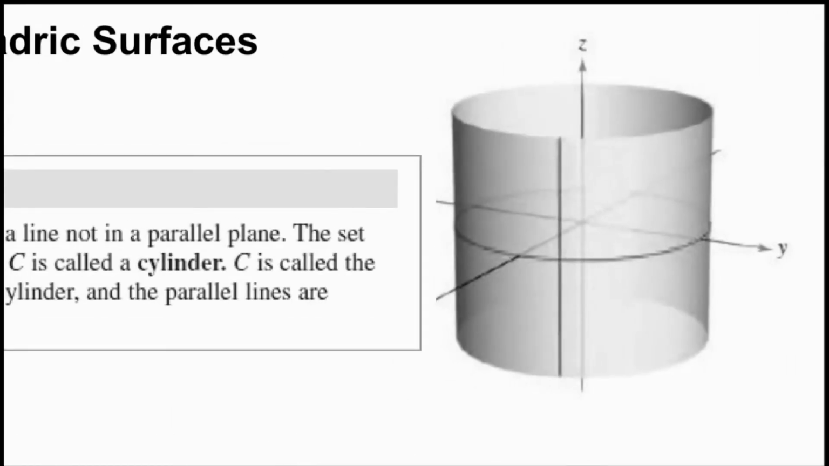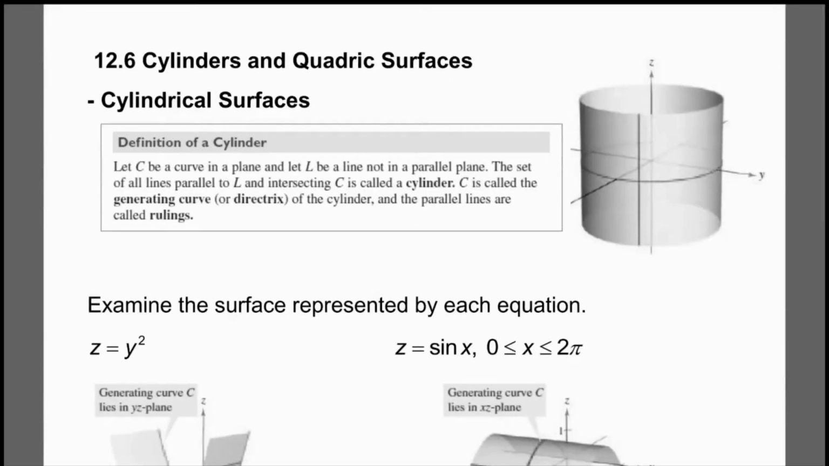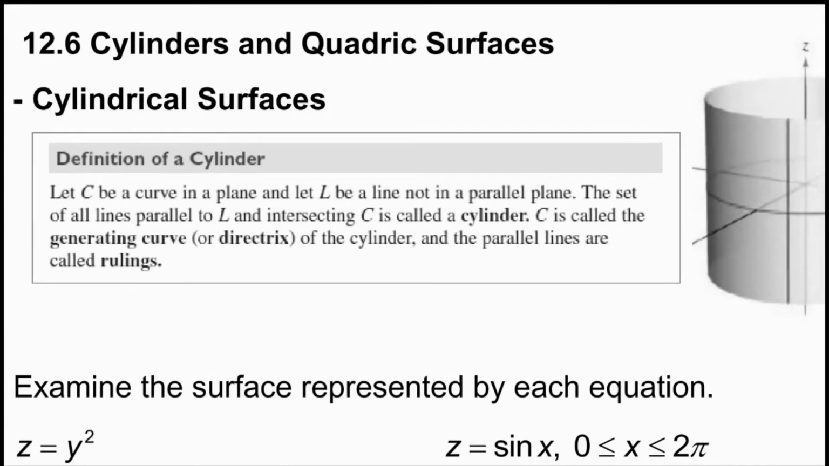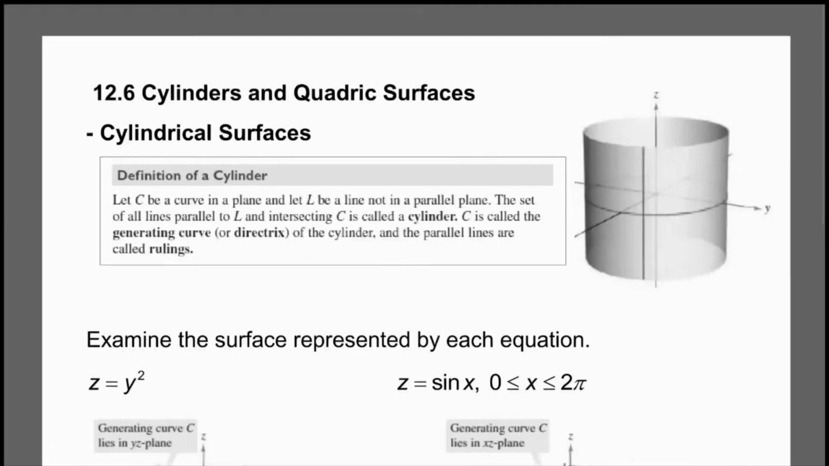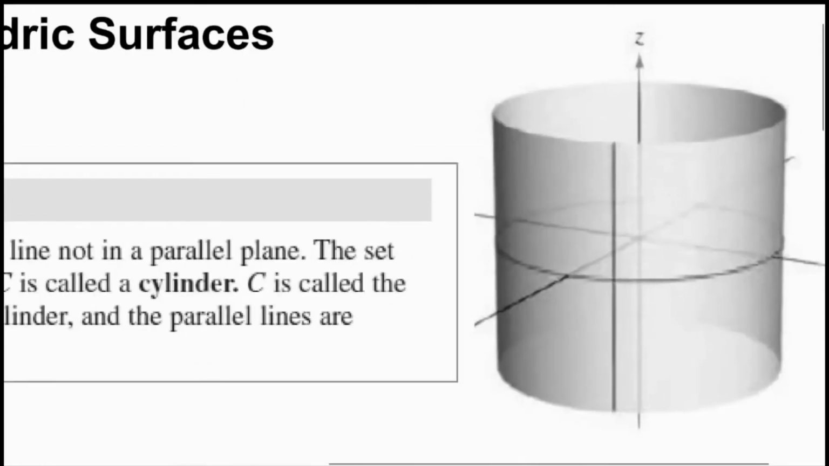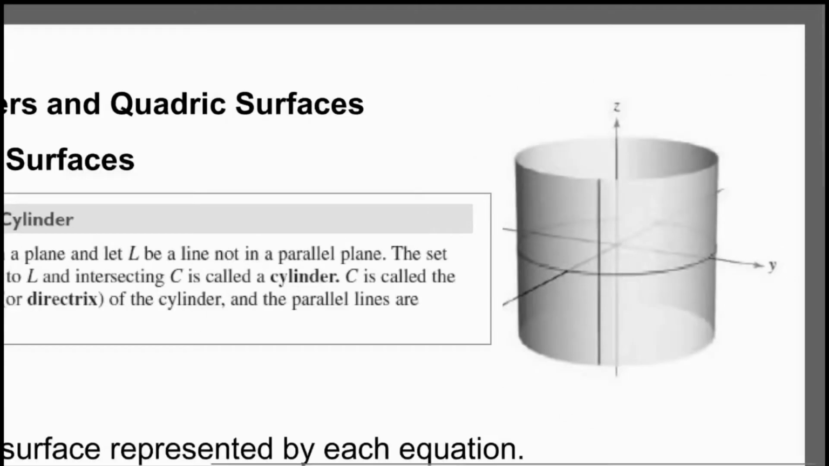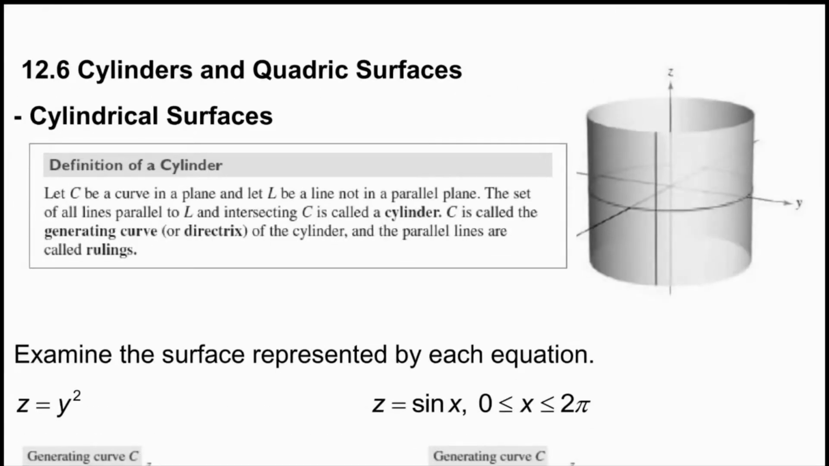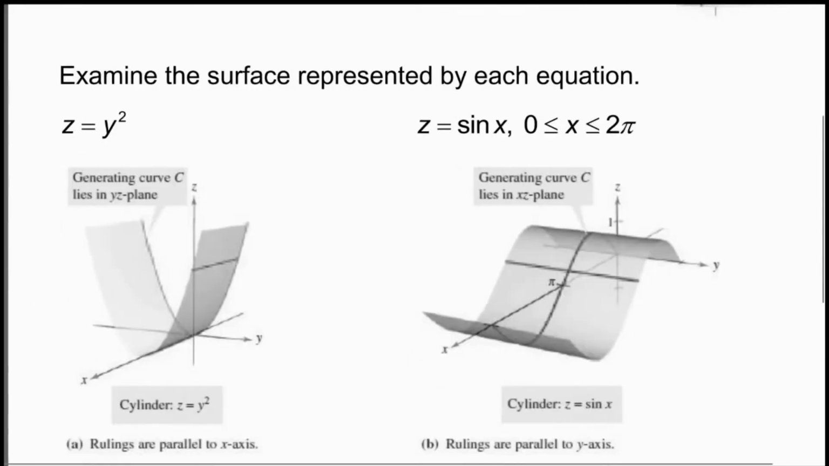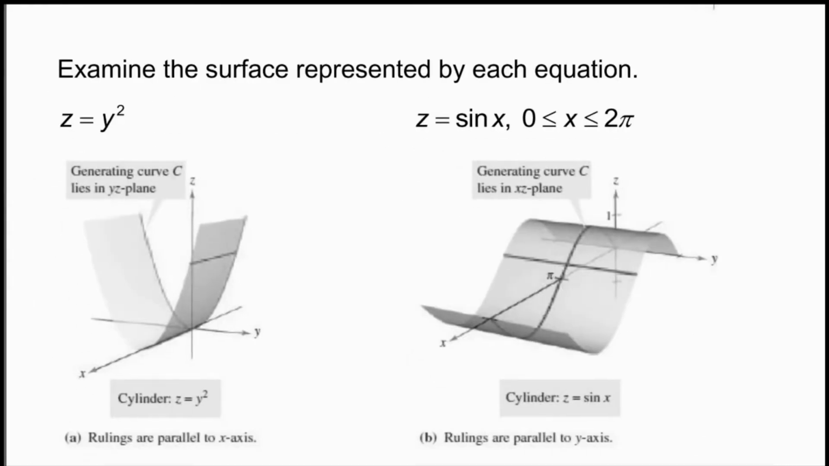So like this one here, that's the cylinder that if I told you to draw a cylinder, everybody would probably think, okay, well, that's a cylinder. Well, look at the definition of what a cylinder actually is. Okay, so it says, let C be a curve in a plane and let L be a line not in a parallel plane. The set of all lines parallel to L and intersecting C is called a cylinder. C is called the generating curve of the cylinder, and the parallel lines are called rulings. So in this case, for the sort of traditional cylinder, we've got a circle, and that would be what we call our generating curve.